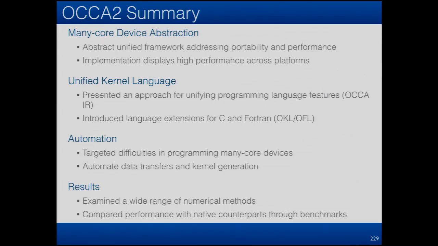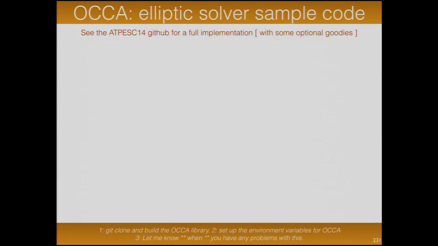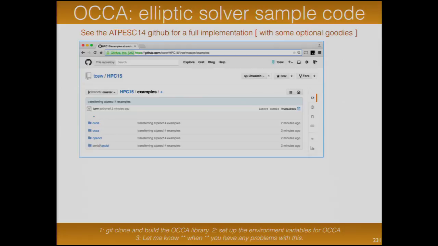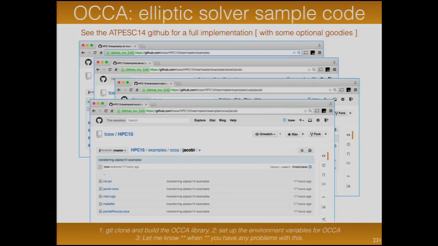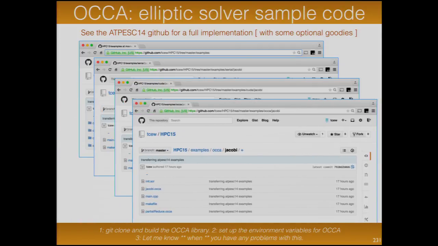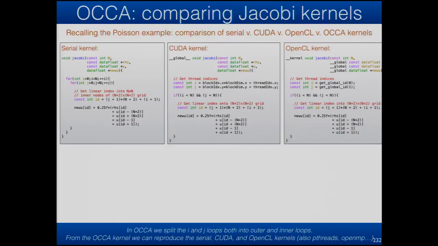So, just to summarize, we have a many-core device abstraction, a unified kernel language, and automation: we're trying to automate data movement, and we're trying to automate the production of kernels. We've examined the performance over many different numerical methods, and we're getting good performance across multiple different backends. And we've got an example on the web page. You can go and look at it, and it'll show you the full implementation of the Jacobi iterator running in Occa. Here's the side-by-side. You have the serial code, the CUDA code, the OpenCL code.